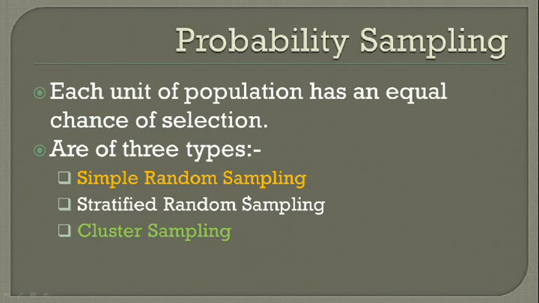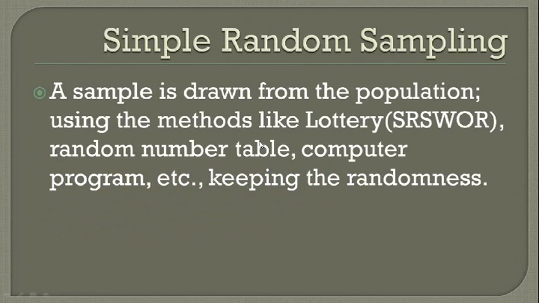Now, probability sampling. In probability sampling, each unit of the population has an equal chance of selection, that is, it is totally randomized. There are three types: simple random sampling, stratified random sampling, and cluster sampling. We will learn one after another. Now, what is simple random sampling? In simple random sampling, a sample is drawn from the population using a method like a lottery.